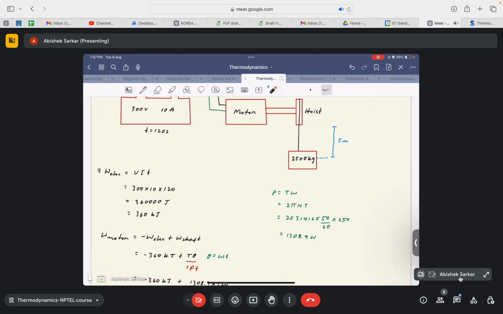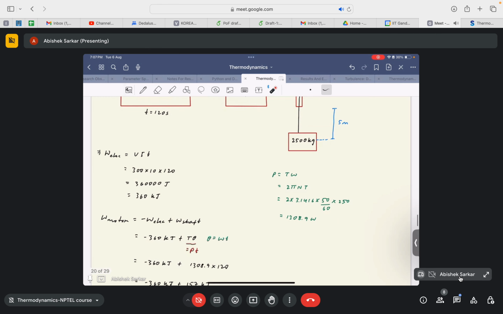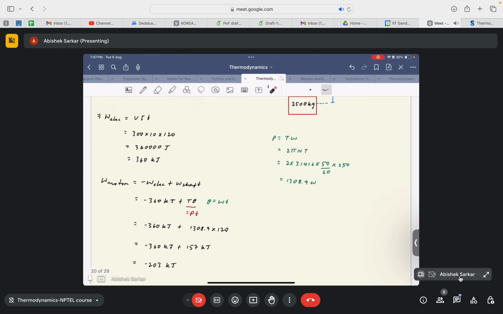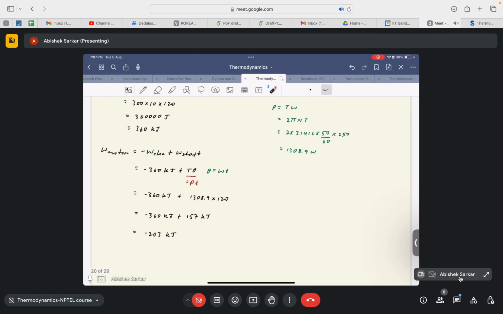Then to find the shaft work, we need to evaluate the expression tau into theta, T into theta, where theta is omega t. Once we evaluate the expression, we get that the net shaft work is around 157 kilojoules, positive. So the net work interaction in the motor is minus 203 kilojoules. You can basically say that the work done upon the motor is greater than the work supplied by the motor on the shaft.